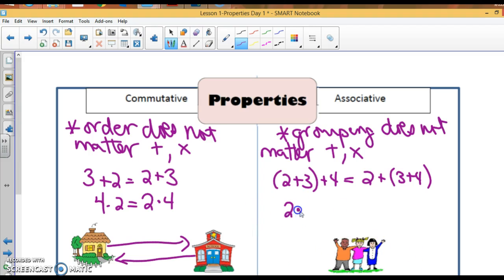If I do it with multiplication, 2 times 3 times 4 is the same as 2 times the quantity 3 times 4. Let's do this. 2 times 3 is 6. 6 times 4 is 24. On this side, I would do 3 times 4 first, which is 12, times 2 is 24. This is the associative property. Grouping doesn't matter. The way you can remember that is your group of friends is who you associate with.